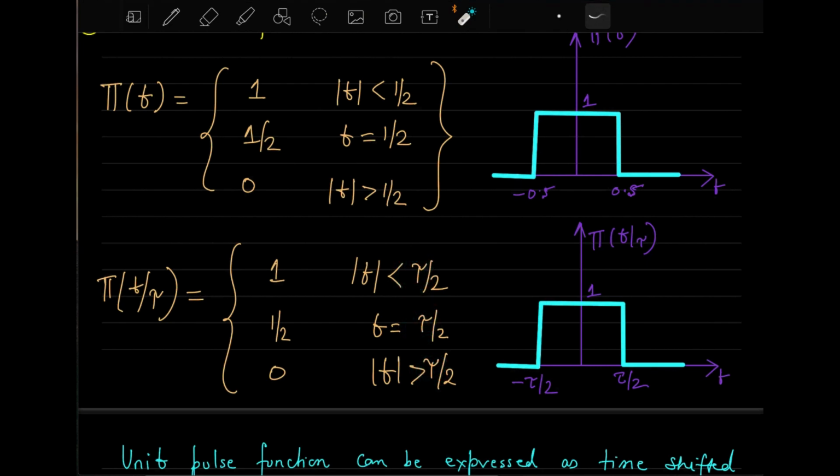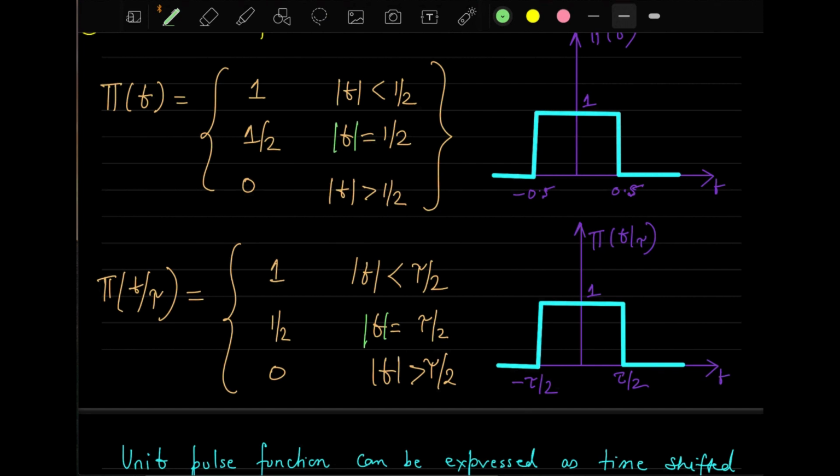Hello, sir. Won't the middle one, the 1 by 2, be mod t equal to 1 by 2? Yeah, sir. Because it is on both sides. Right, right. So it is also on both sides, right? So this will also be a mod here. Yeah, right. So it will be 1 by 2 on both the sides. So it will also be this. Good.